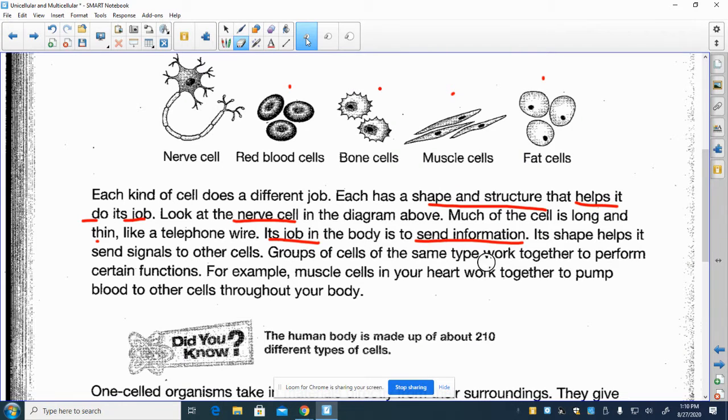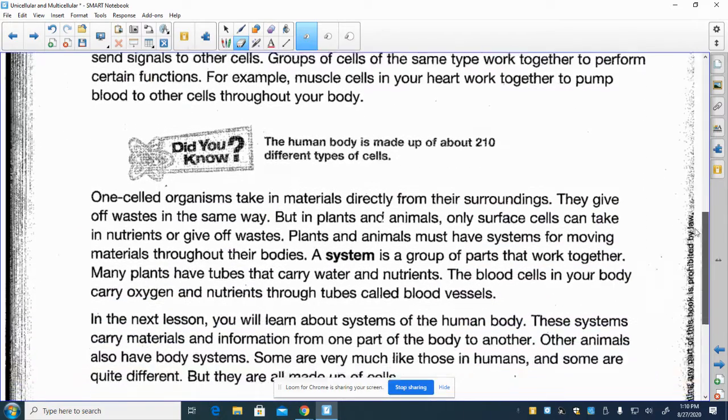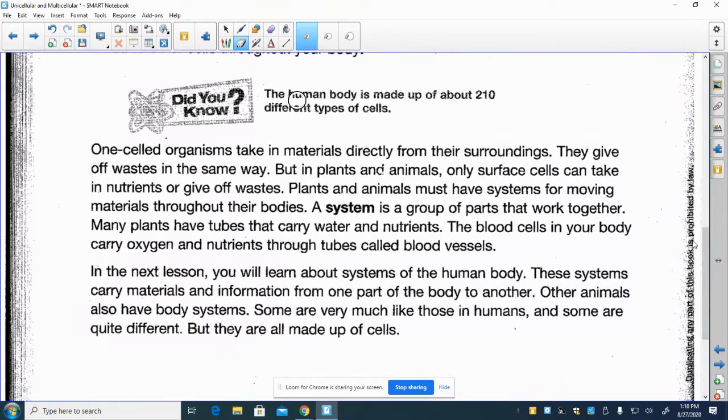Groups of cells of the same type work together to perform certain functions. For example, muscle cells in your heart work together to pump blood to other cells throughout your body. We got a little wow fact here for us. The human body is made up of about 210 different types of cells.